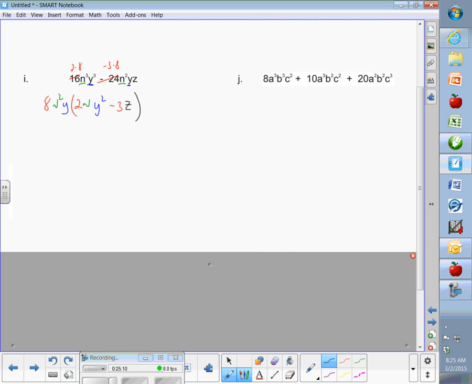And again, you can always, and you should always, multiply it back out and make sure you get where you're supposed to be. What's my check? 8 times 2 is 16. n squared times n is n cubed. y times y squared is y cubed. Check on the first term. Back term, 8 times negative 3, negative 24. n squared, I have that. y, I have that. Times z, I have that. Check. That is the correct factorization.